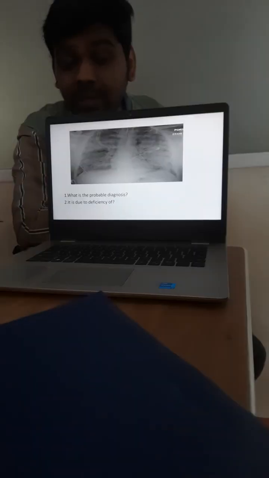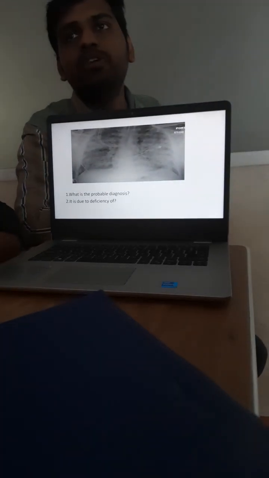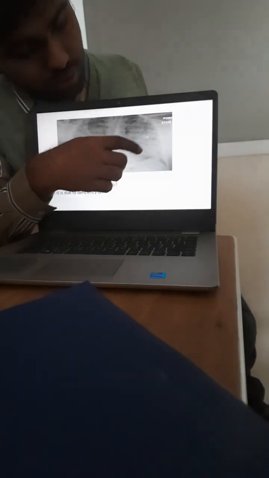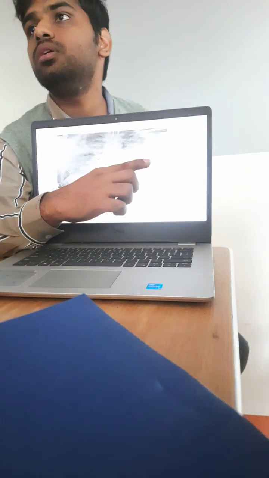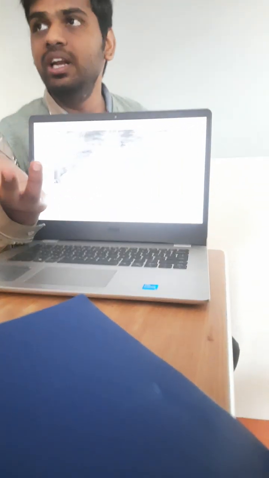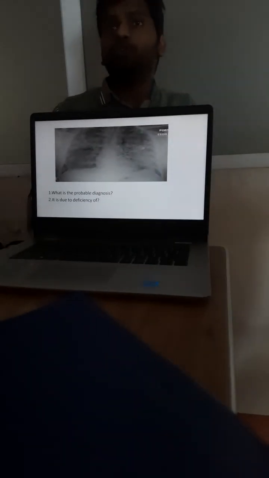Two lungs with white-out. ARDS, acute respiratory distress syndrome. Why? Can you see an ET tube? Yes. Then what are these ones? This is the ECG leads. When a patient is intubated, we check his heart rate by ECG leads only, respiratory rate and heart rate. So this is my ET tube. Patient has been intubated. Why has the patient been intubated?